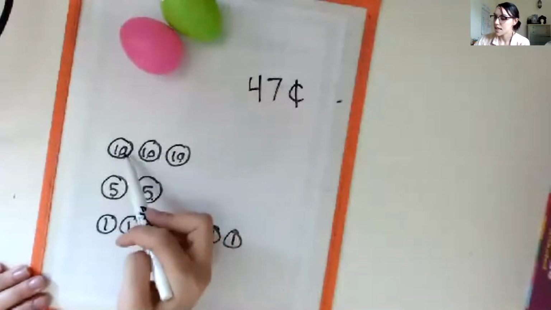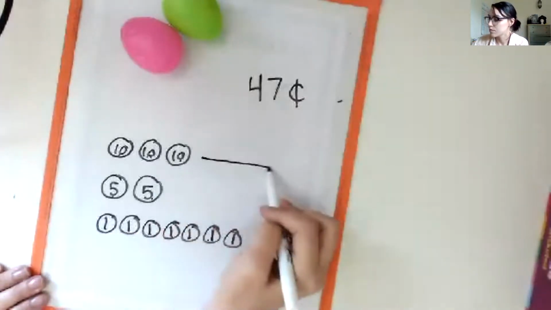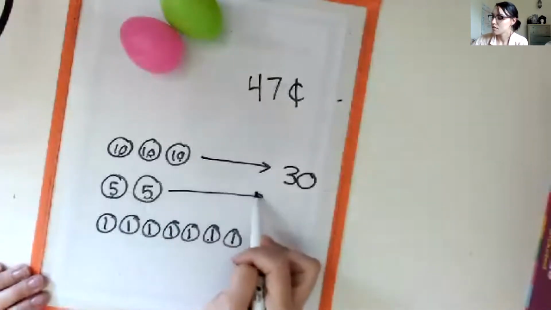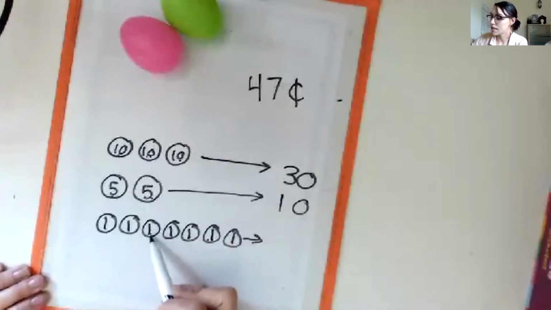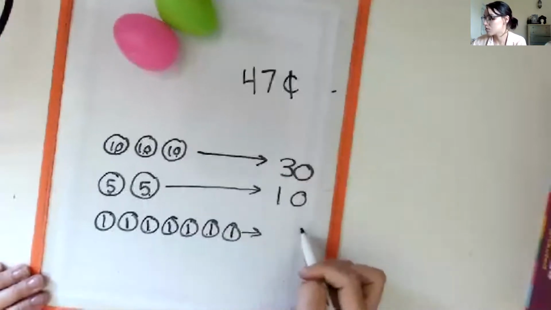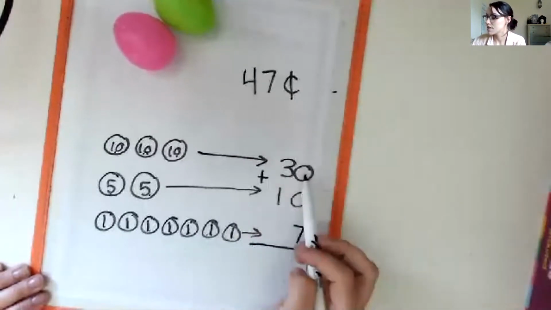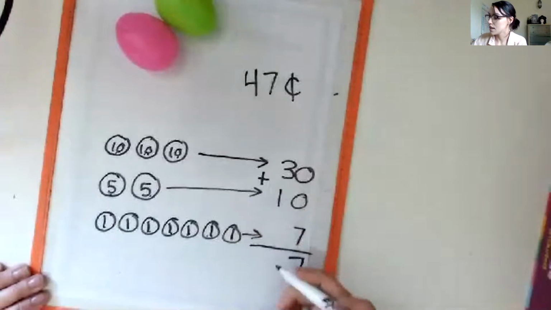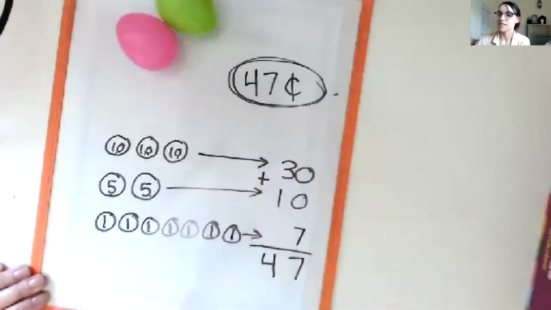We also could add. 10 plus 10 is 20, plus 10 is 30. 5 plus 5 is 10. And 1 plus 1 is 2, plus 1 is 3, plus 1 is 4, plus 1 is 5, plus 1 is 6, plus 1 is 7. Now we can use vertical method to add those all together. 0 plus 0 plus 7 is 7. 3 plus 1 is 4. So we got 47 cents by adding as well.